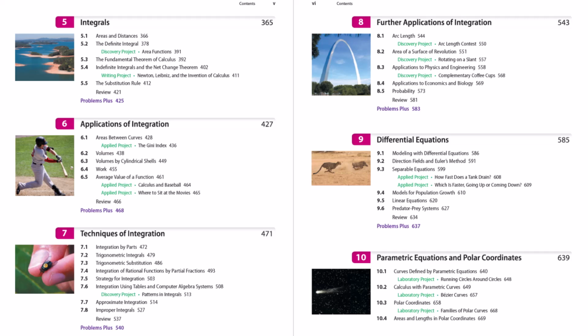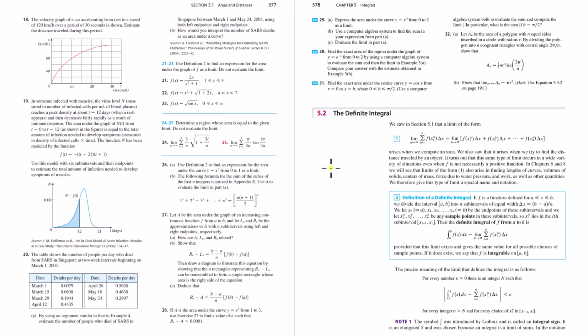Okay, in this video, we're going to go through section 5.2, which is on the definite integral. All right, so the previous two videos were the introduction to integration, part 1 and part 2. That's how we started calculus 2, integral calculus. We were introduced to integration, and that's when we went through section 5.1.